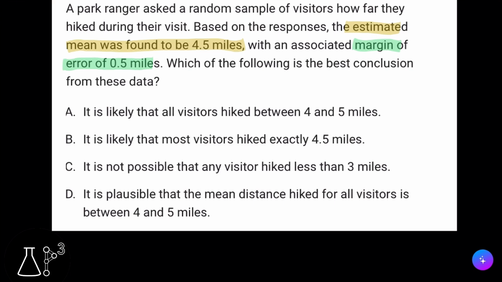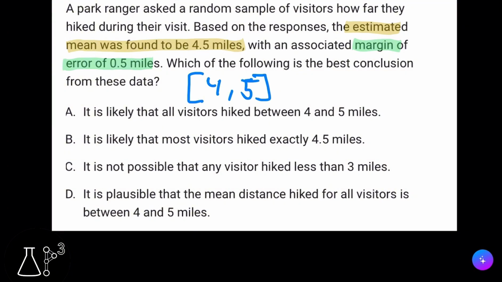And if we subtract 0.5 from 4.5, I'm going to get 4 as my possible smallest number, and then if I add 0.5 to 4.5, I'm going to get 5 as my highest number when it comes to my margin error. So let's look at our answer choices, A and B. A: It is likely that all visitors hiked between 4 and 5, and B: it is likely that most visitors hiked exactly 4.5 miles.